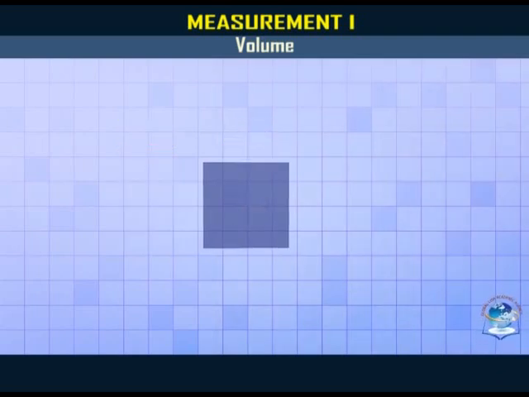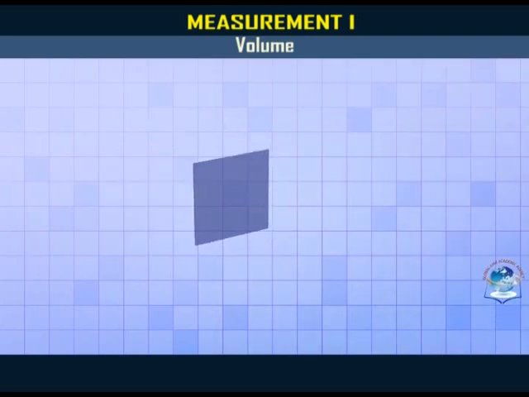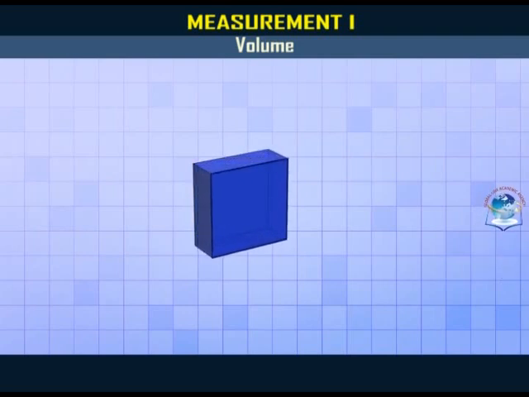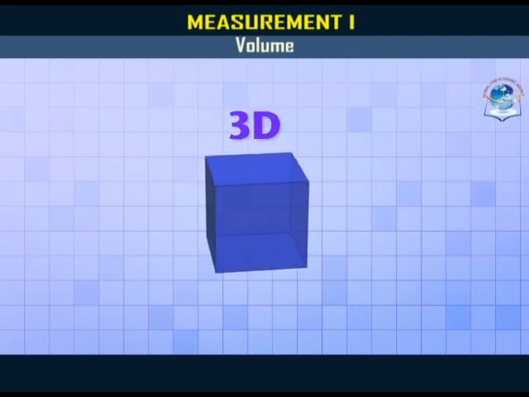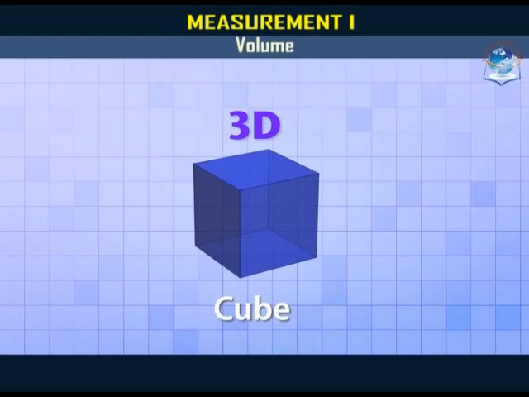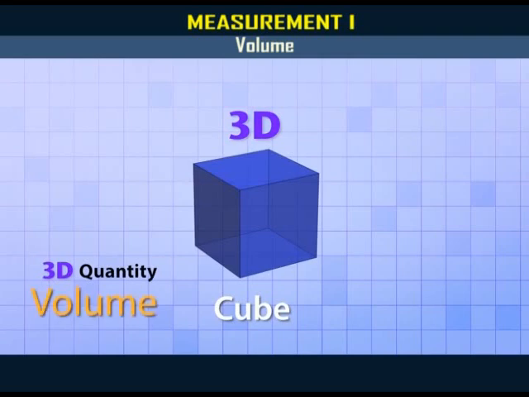Now, imagine that we take the two-dimensional square and move or extend it in a direction perpendicular to its surface by a distance of 1 centimeter. It forms a three-dimensional object that's called a cube. And to measure a three-dimensional object like this one, we use a three-dimensional quantity called volume. Volume is how much three-dimensional space an object occupies.